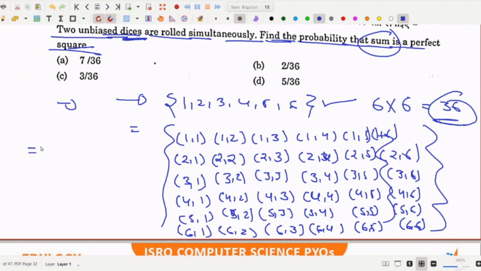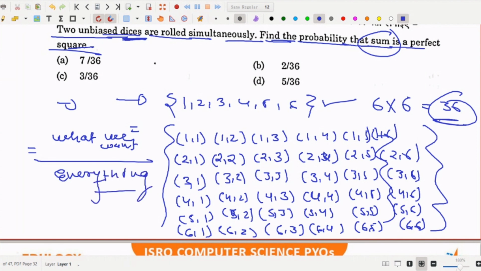And what is the formula we can use? What we want divided by everything we have. So our sample space, these possibilities are 36. Out of 36 we need to find how many pairs are perfect squares after adding them.